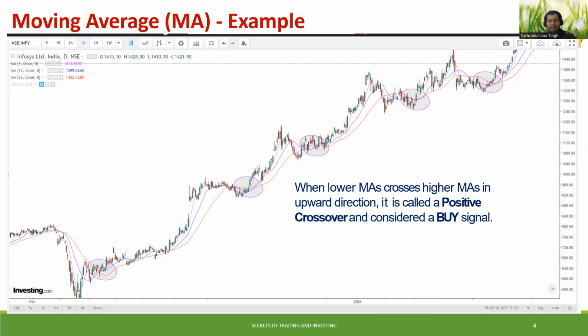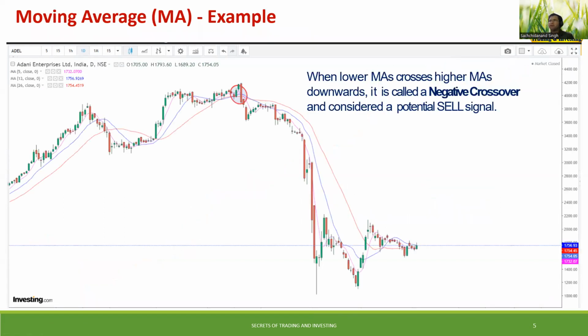Later on, if needed for additional conviction, we can even add the 50 moving average also. That we will learn when we apply the same concept to live charts. But as of now, for concept understanding purposes, these 3 moving averages are enough. There is another concept within the same moving average, which is called negative crossover.